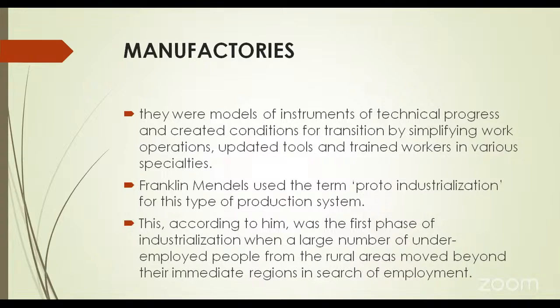They were models of instruments of technical progress, and created conditions for transition by simplifying work operations, updating tools, and training workers. You see, incremental changes leading to the industrial revolution. We use the term proto-industrialization for this type of production system. So it was not just that suddenly industrialization happened or an industrial revolution happened. It's a nice term to use in terms of a revolution, but it was already gearing towards that process.